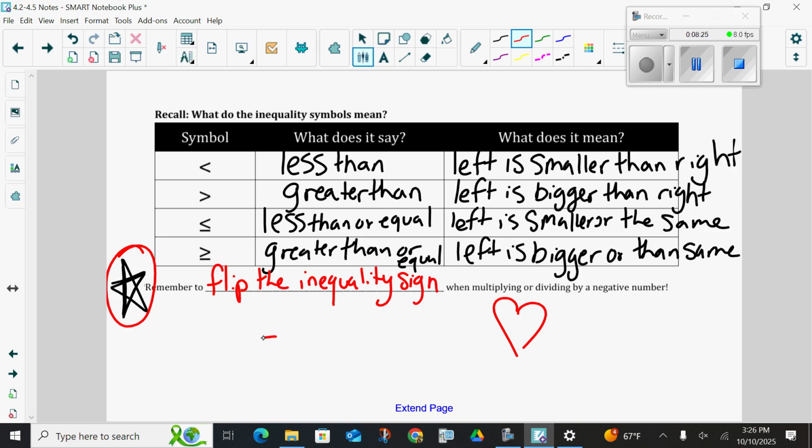So if I had negative 4x is greater than 2, when I divide by that negative 4, I need to flip the inequality sign. It's going to flip the other way. Instead of being greater than, it becomes less than, because I divided by a negative number. It's the same when multiplying by a negative number. So we need to remember that. It's very important.